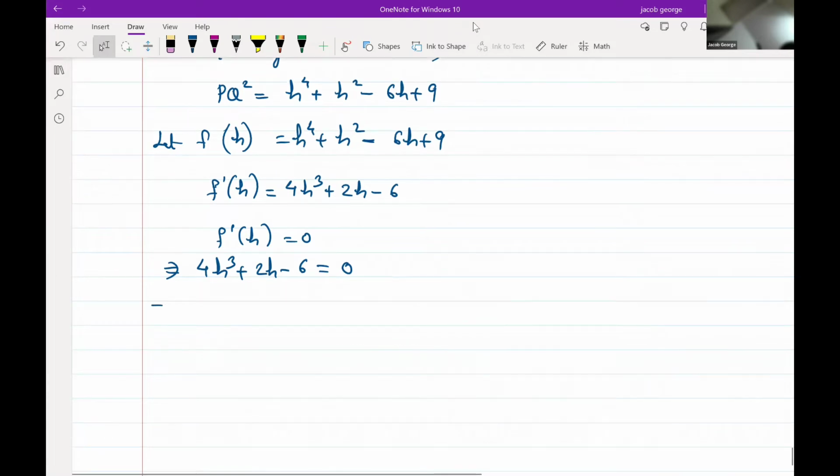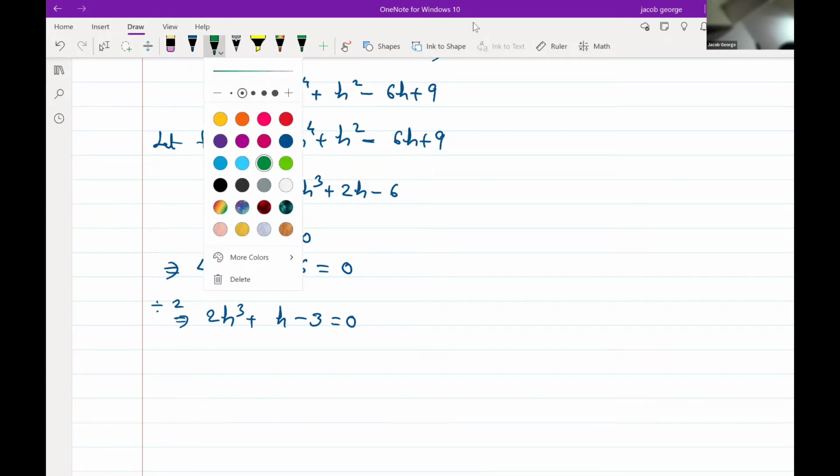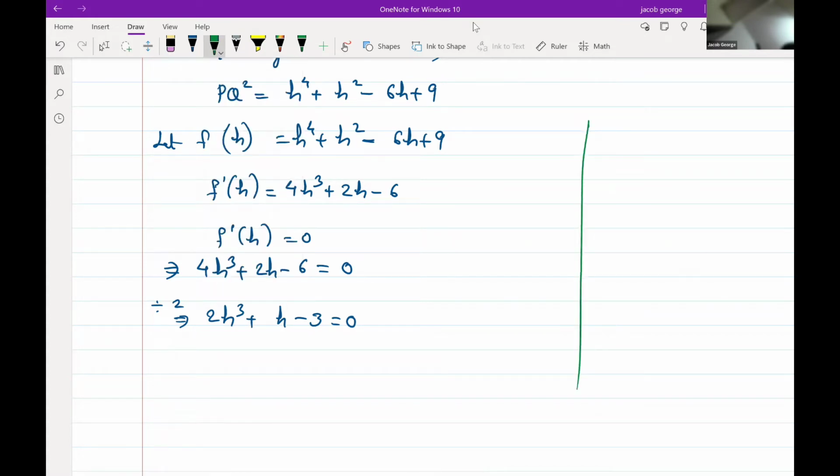I can divide this throughout by 2. Then we get 2h cube plus 2h minus 3 is equal to 0. 2h cube plus h minus 3 is equal to 0 when we divide by 2. All right, so now I will do some calculations in the rough. The calculations will be like this.